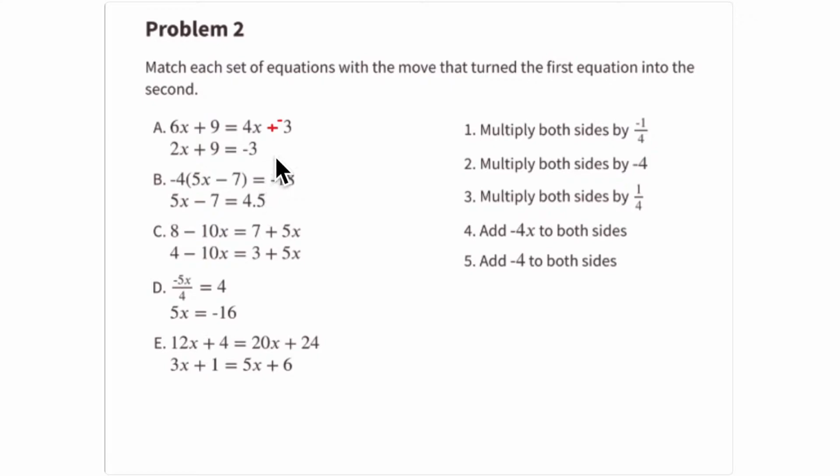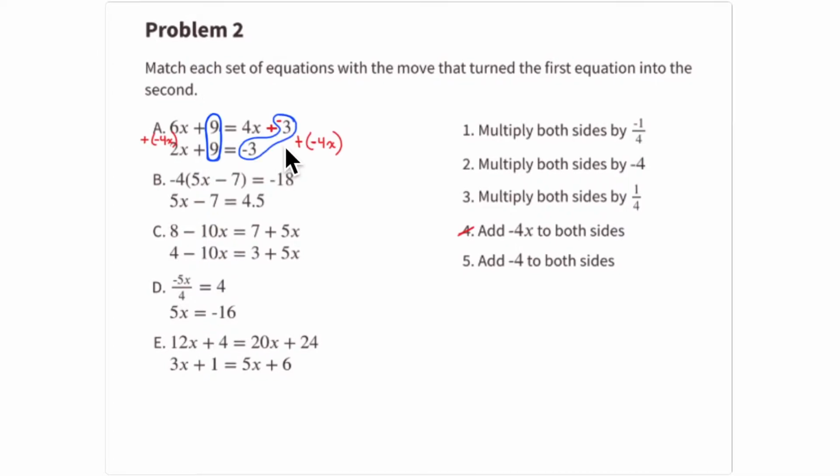So for A, I'm going to change subtracting a positive 3 into adding a negative 3. So I'm going to use the inverse operation and the additive inverse to change this to addition. And in doing that, you notice that the 9 doesn't change and the negative 3 does not change. So that gives you a hint that it's probably getting rid of this 4x by adding a negative 4x. And so you have to add a negative 4x to this side over here, and this becomes 2x. So 6x plus a negative 4x equals 2x. So the answer for A is number 4 over here. Add negative 4x to both sides.